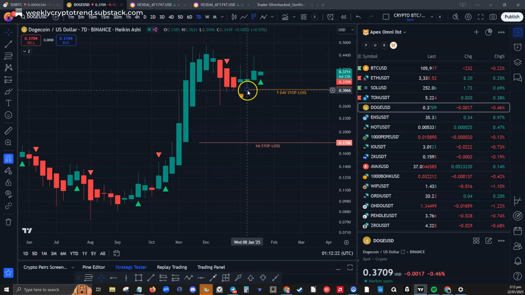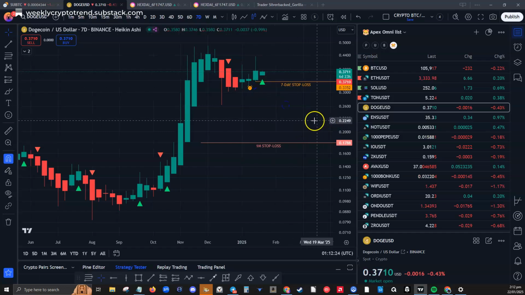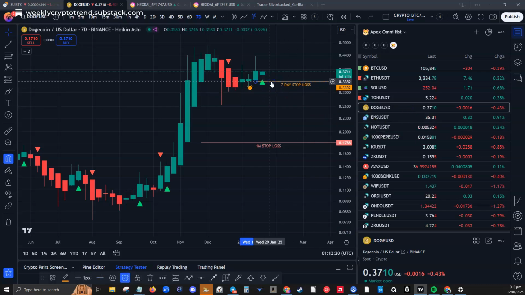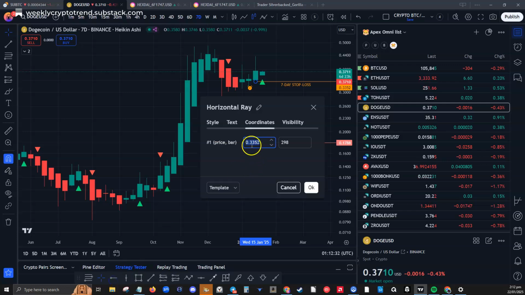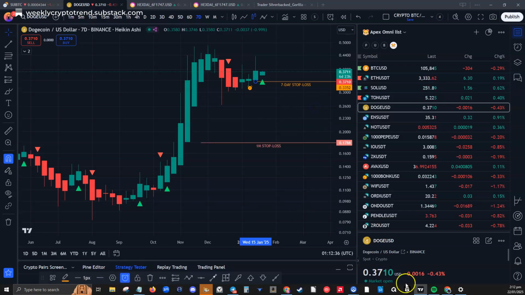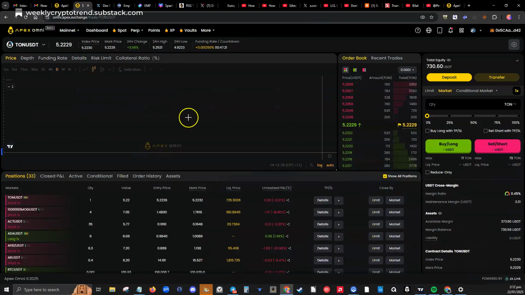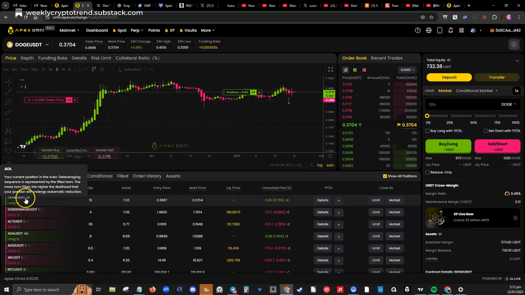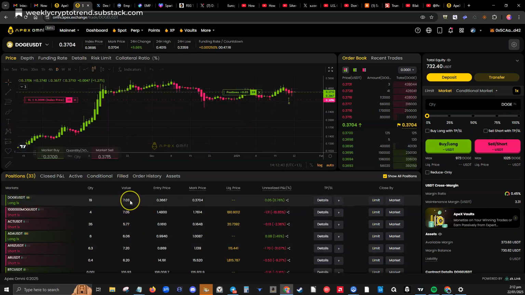Dogecoin's a long, and we're moving our stop loss up to here. So the new stop loss is 0.3352. Let me just copy those coordinates. Copy that. So we want to go Doge long. Okay, let's go in here, find Doge. We do have a position, so we actually do have a Doge long.